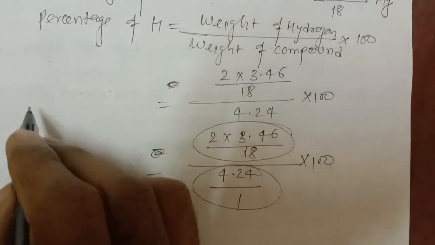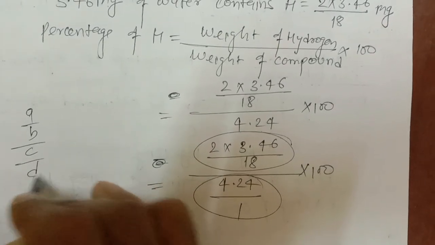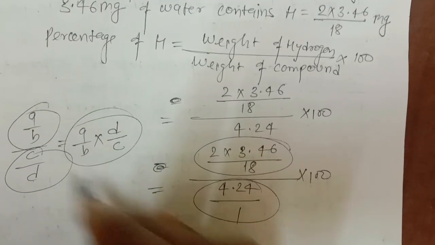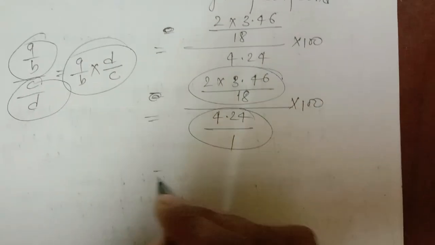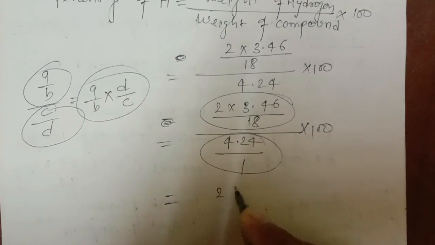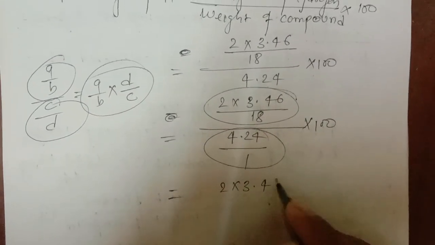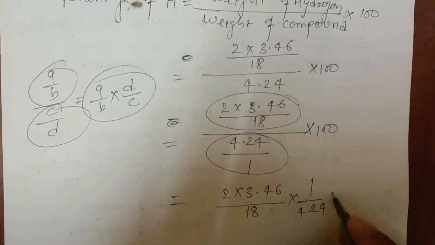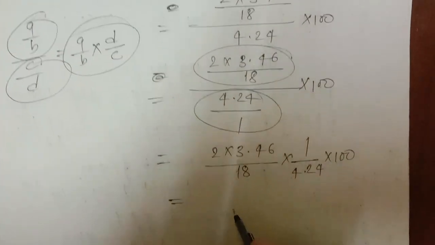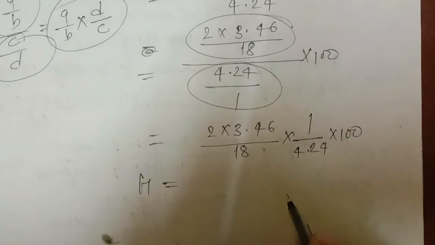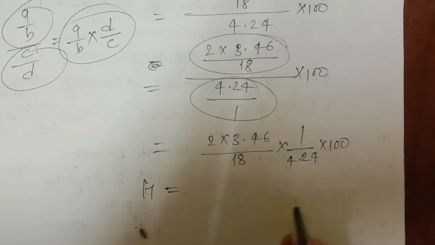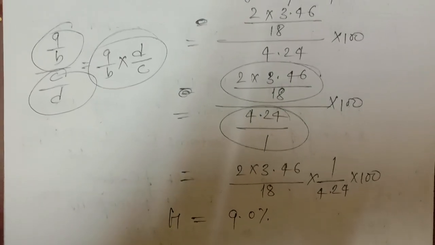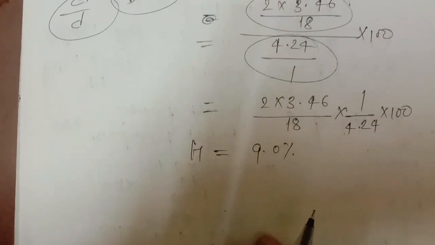Here you apply one formula I already explained, a by b upon c by d. The numerator will remain the same, but for the denominator we revert it to d by c. So here you have to apply 2 into 3.46 upon 18 into 1 by 4.24 into 100. After solving, you will get the percentage of hydrogen. How much hydrogen do you get? That is 9.0%.